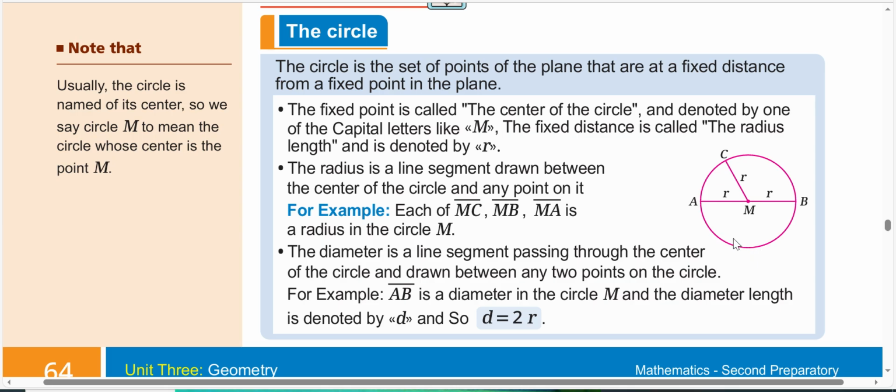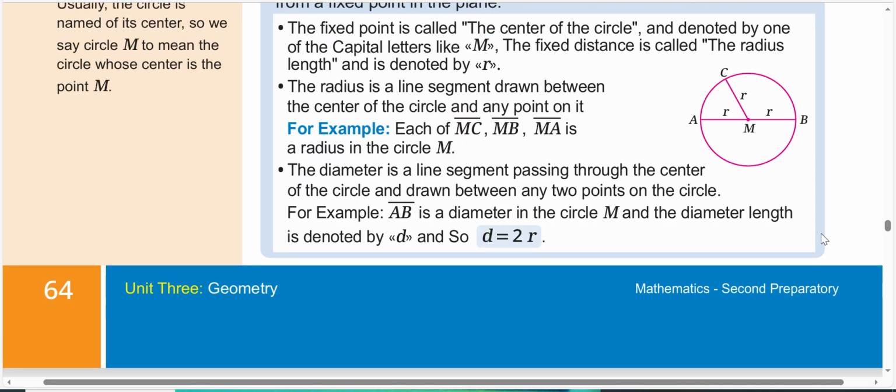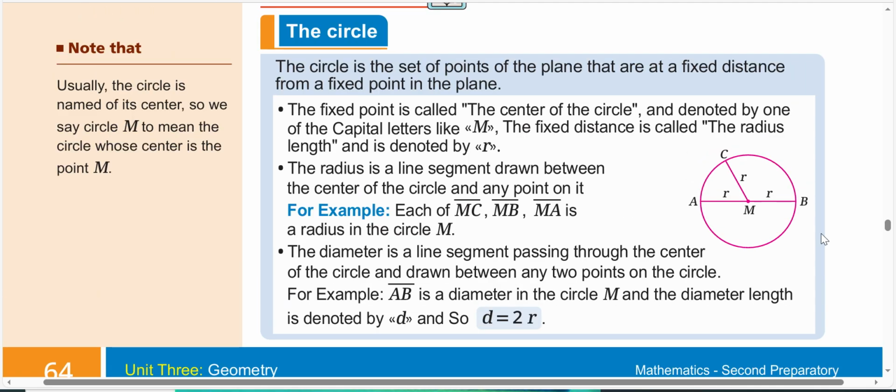The diameter is a line segment passing through the center of the circle and drawn between any two points in the circle. We also know the diameter is the longest chord in the circle.